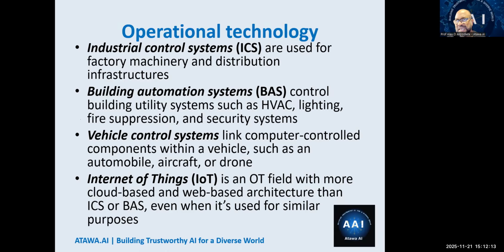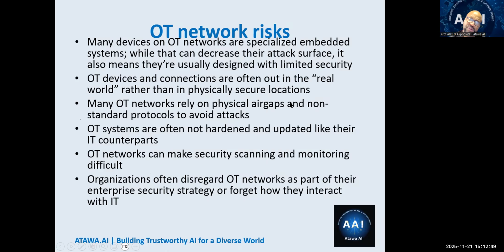Now we used to have SCADA, supervisory control, and then ICS. Now we just call them OT, operational technology. ICS is used for factory machines and distributed infrastructure, building automation systems like HVAC or lighting, fire suppression, and your security system, that's part of BAS. We talked about the vehicle ones already, even aircraft or drones, which obviously have systems in them, right? Of course, IoT devices, everything from your refrigerator to microwave, but they have network risk. Part of the issue is that they are often deployed in the real world rather than in a physically secured environment.